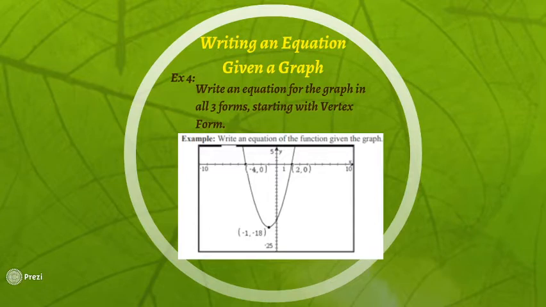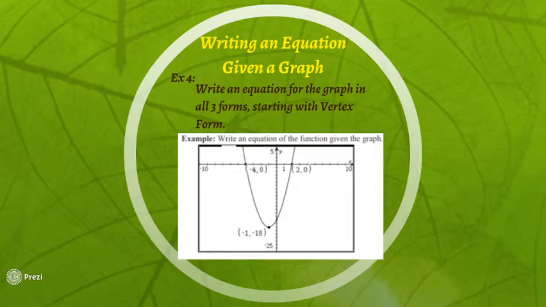So you can always find factored form and vertex form from a graph. Okay, you cannot find standard form very easily from a graph. So we can easily obtain vertex form and factored form from the graph, and then using either vertex form or factored form, you can find standard form fairly easily.